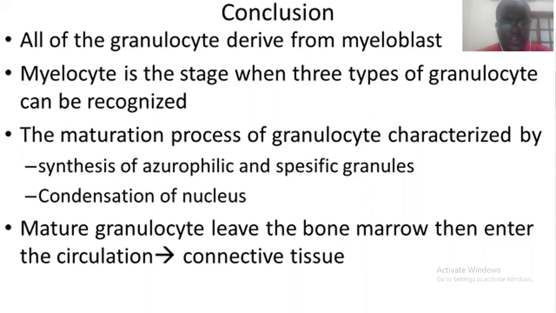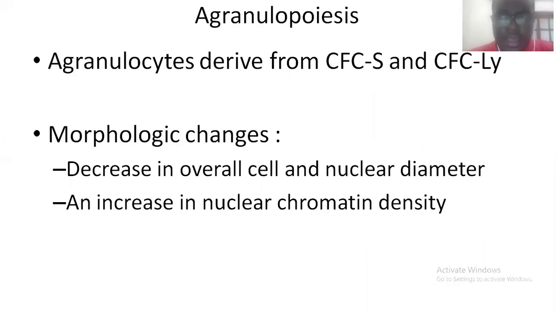The mature granulocytes leave the bone marrow, then enter the circulation or become part of the connective tissue. This is called apoptosis, the process by which the white blood cell will leave the bone marrow to join the bloodstream. I've already explained. So that's it for granulocytopoiesis. So now let's move on to agranulopoiesis. Agranulopoiesis simply means the development of agranulocytes. And you have two types of agranulocytes, the lymphocytes and the monocytes.